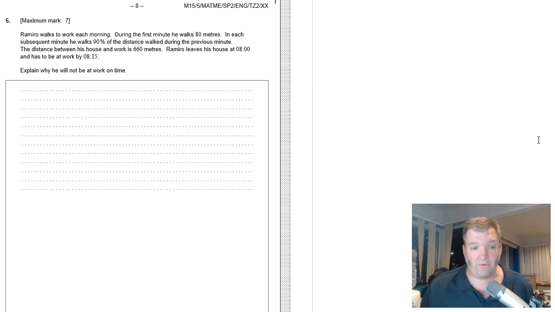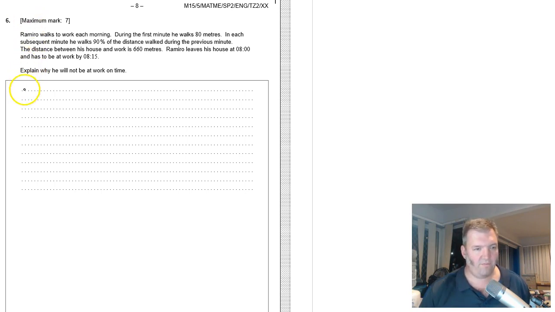During the first minute, he walks 80 metres, and each subsequent minute, he walks 90% of the distance walked during the previous minute. Strange, yes, but does sound familiar to us, doesn't it? It is a geometric sequence. The distance between his house and work is 660. Ramiro leaves his house at 8 a.m. Has to be at work by 8:15. Explain why he will not be at work on time.